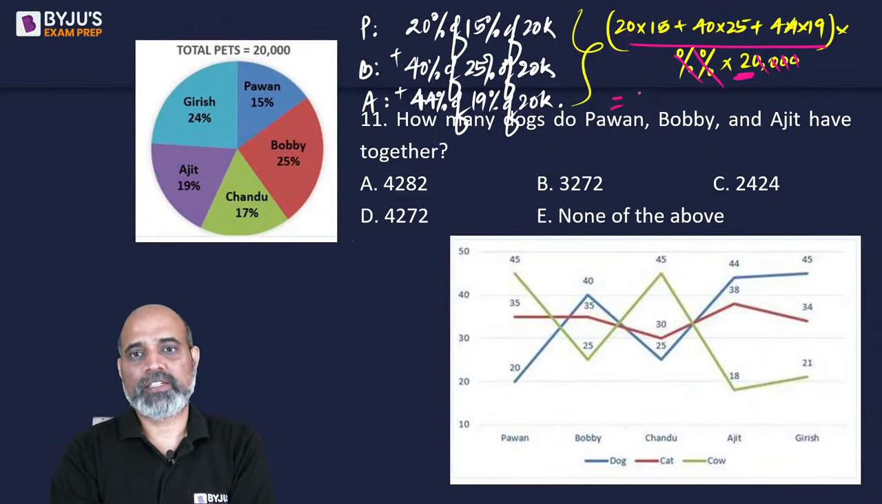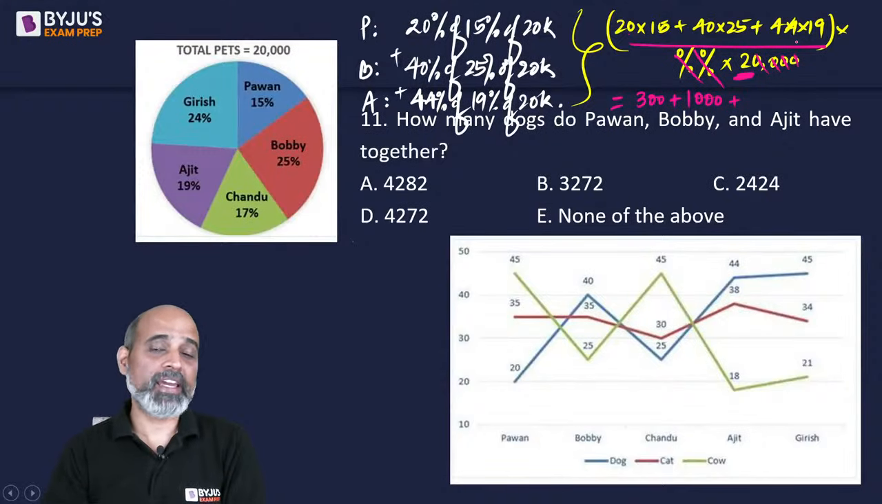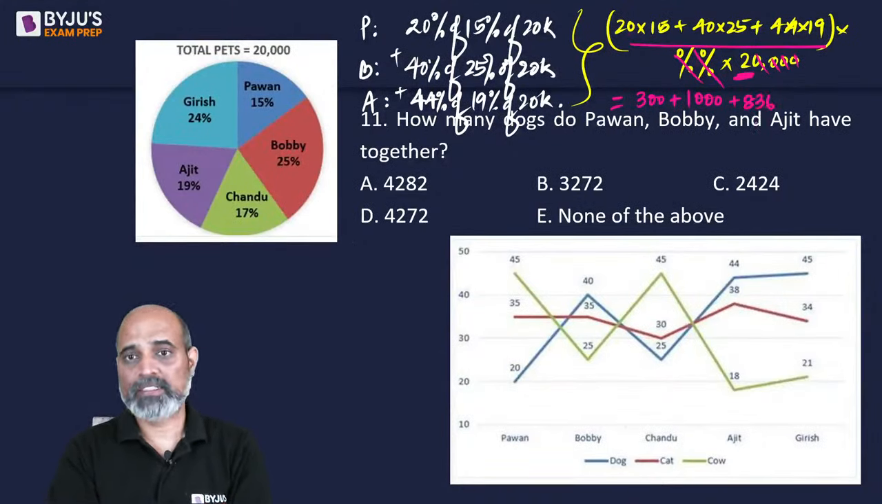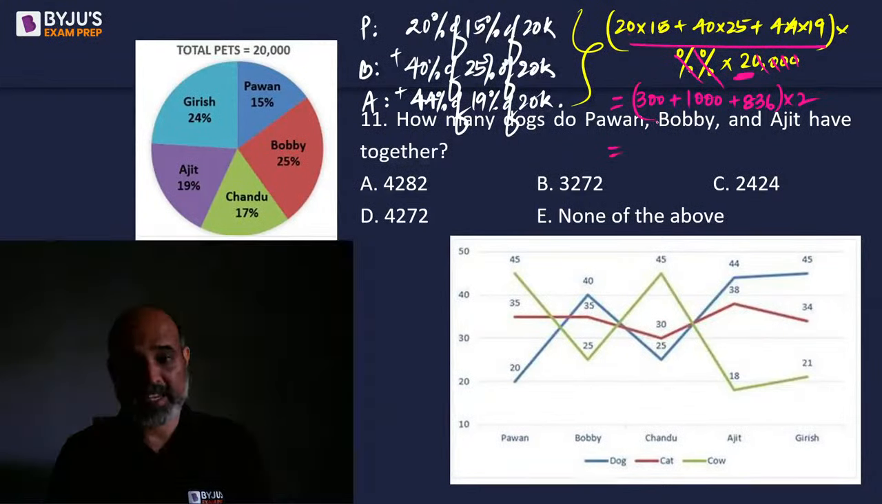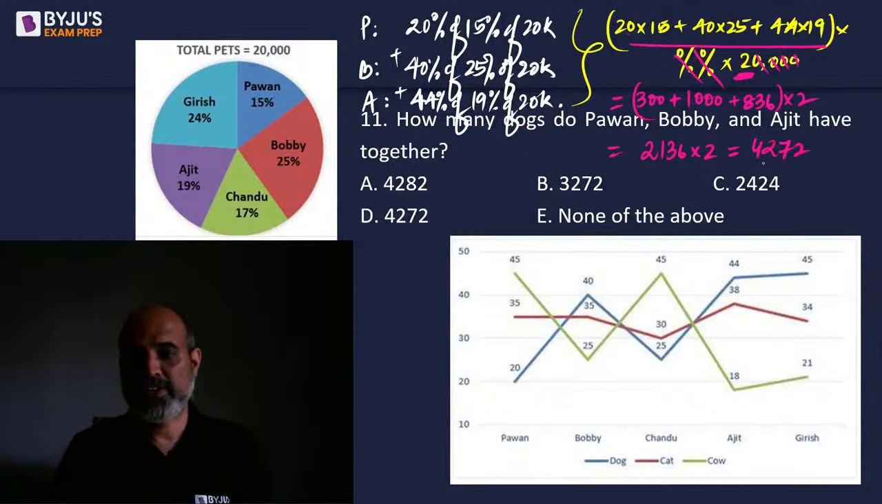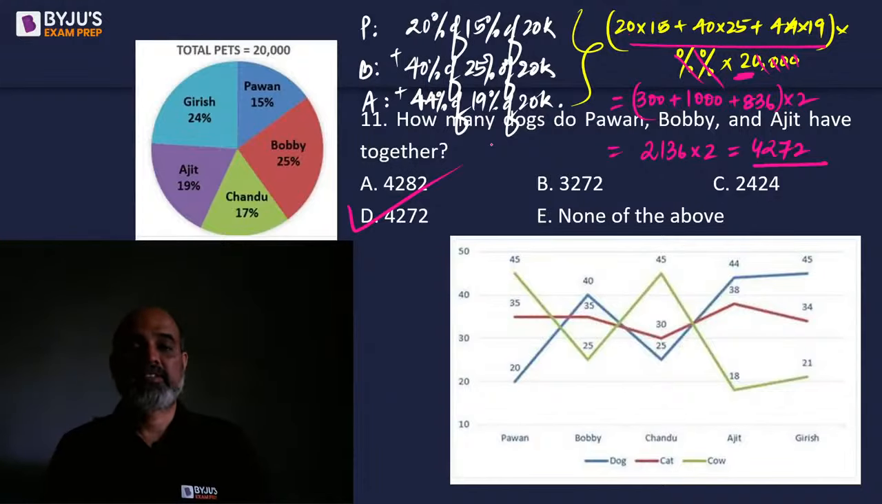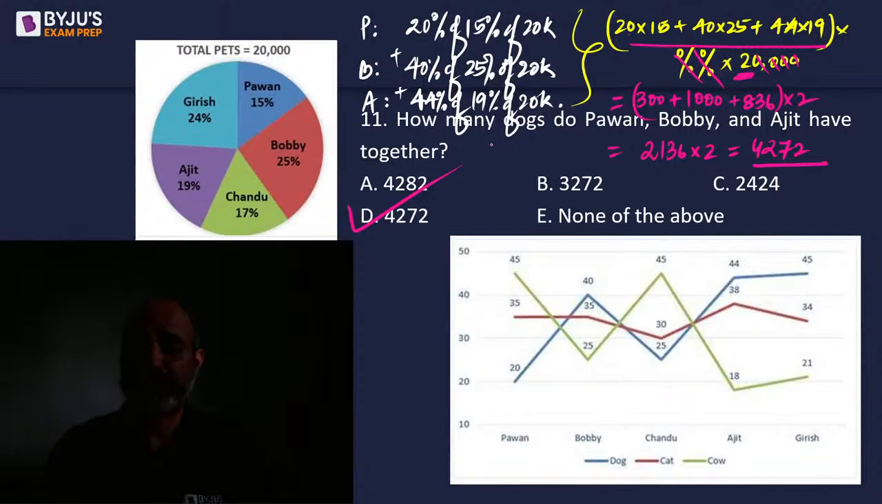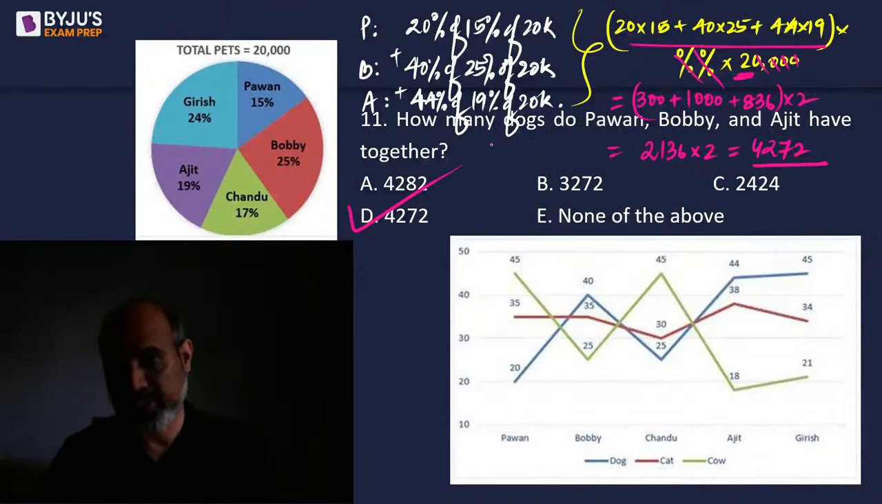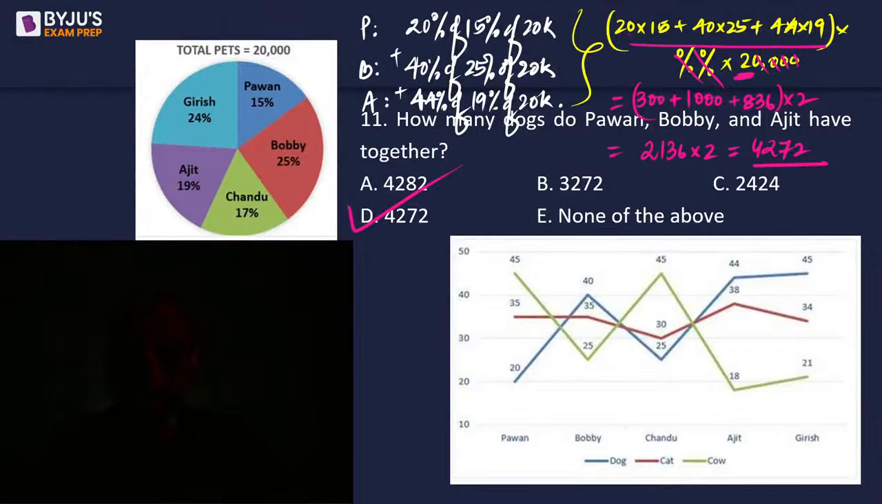20 into 15 is going to be 300. 40 into 25 is going to be 1,000. And 44 into 19 is going to be 836. And let's not forget to double it. So 836 plus 300 is 1136 plus 1,000, which is 2136 ka double, which will give us 4272. And D is our answer. Little calculative, but still better than calculating 15% of 20,000 and again 20% of that, right? So we can simplify the expression and make it simpler.